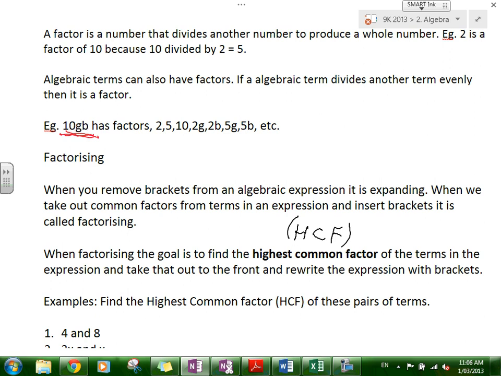So we're going to do a few examples, and we're first going to find some highest common factors of two terms, and then we're going to go through and try to factorize a few expressions.